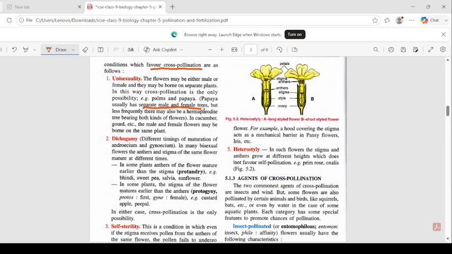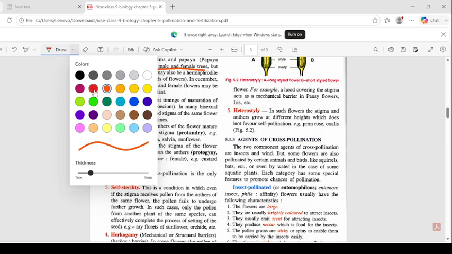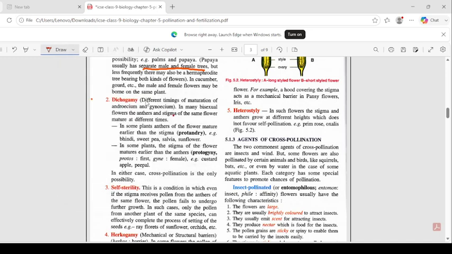The second term which is very important is called dichogamy. Dichogamy means different timing of maturation. In ICSE usually they ask what is dichogamy, so the definition of dichogamy is very important. Here you must see that in dichogamy there are two options: difference in timing of maturation of the male part, that is androecium, and the female part, that is gynoecium.